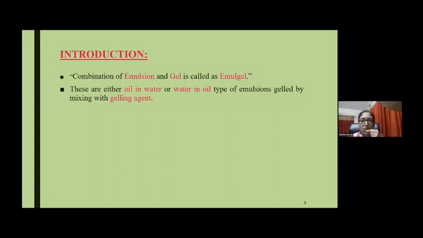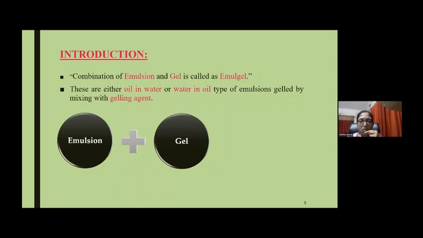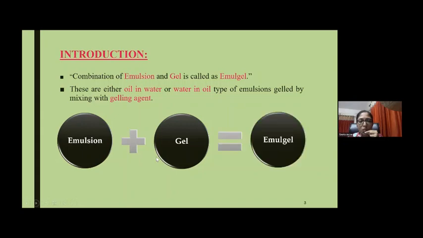In the introductory part, the combination of emulsion and gel is called Emulgel. Emulsions and gels have a lot of limitations, and that is why we are trying to convert them into the form of Emulgel, in which the emulsion, oil in water or water in oil type, is further gelled by mixing with the gelling agent. As you can see in this diagrammatic representation, the emulsion is taken and we prepare the gels. Both of them are combined together to form the Emulgel.